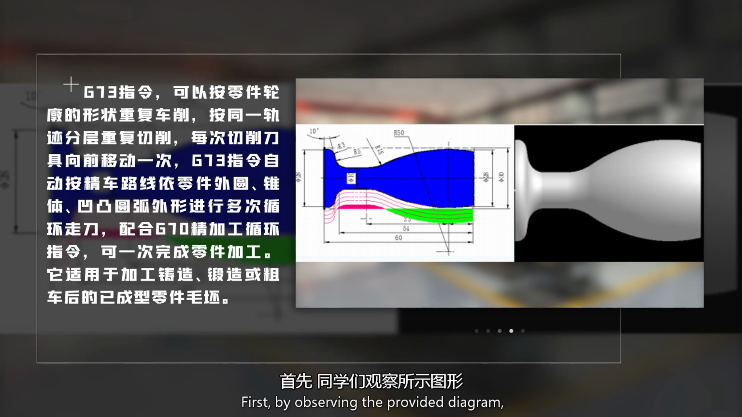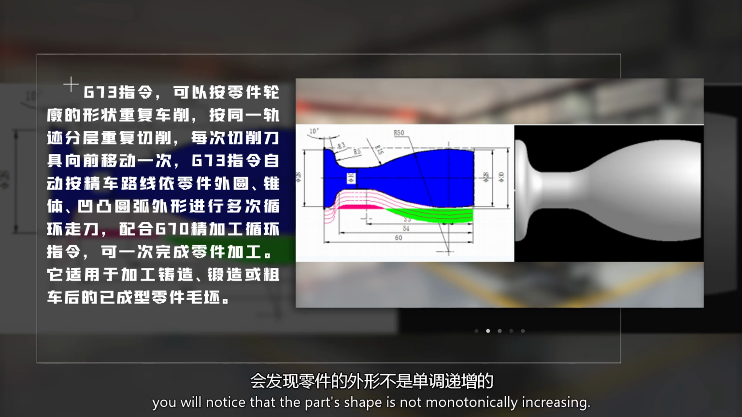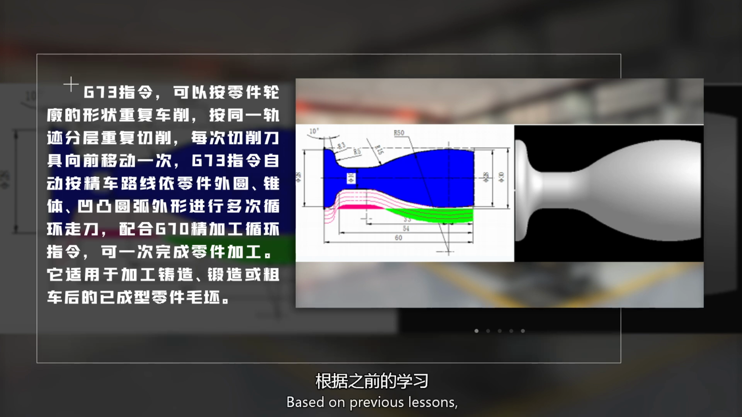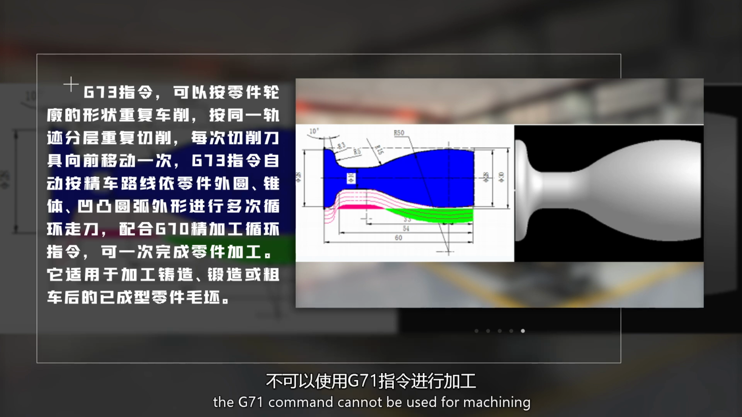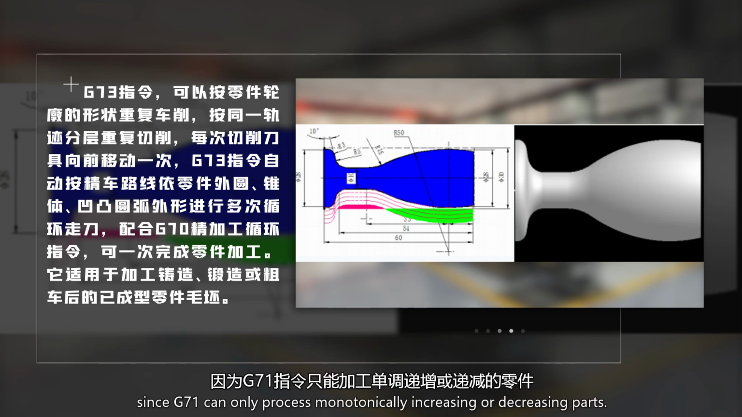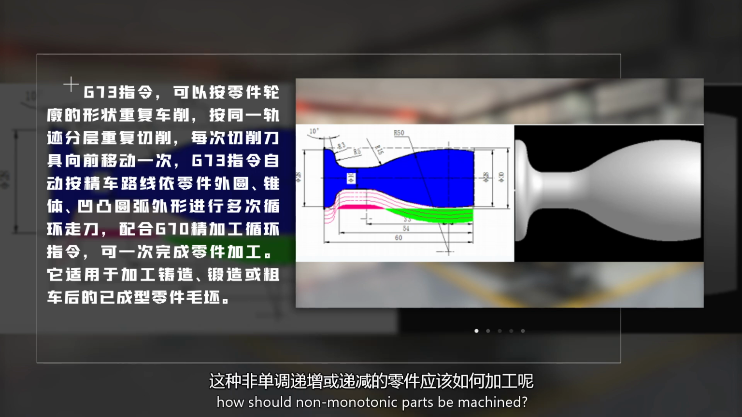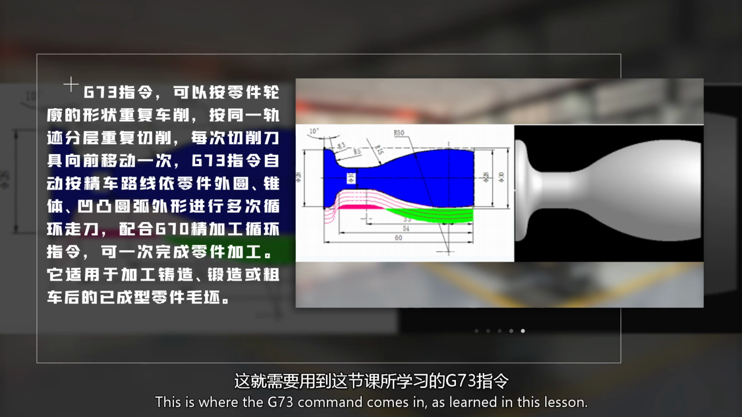First, by observing the provided diagram, you will notice that the path shape is not monotonically increasing. Based on previous lessons, the G71 command cannot be used for machining, since G71 can only process monotonically increasing or decreasing parts. So, how should non-monotonic parts be machined? This is where the G73 command comes in, as learned in this lesson.